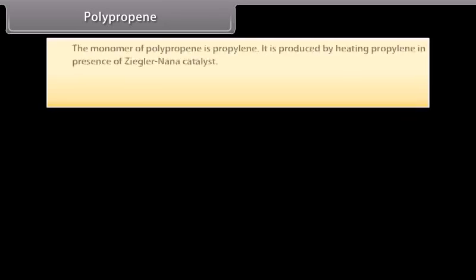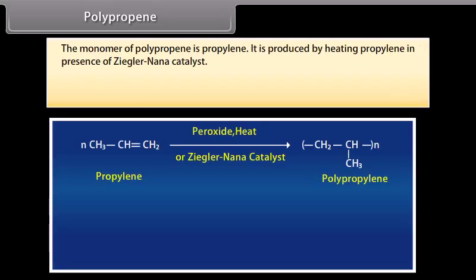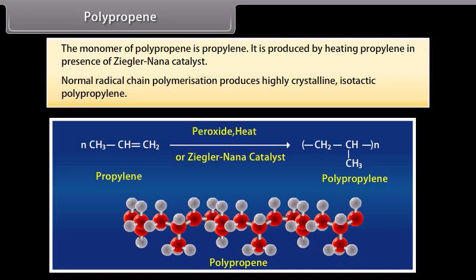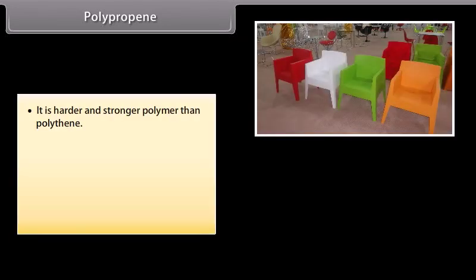Polypropene. The monomer of polypropene is propylene. It is produced by heating propylene in presence of Ziegler-Natta catalyst. Normal radical chain polymerization produces highly crystalline isotactic polypropylene. It is harder and stronger polymer than polyethylene.